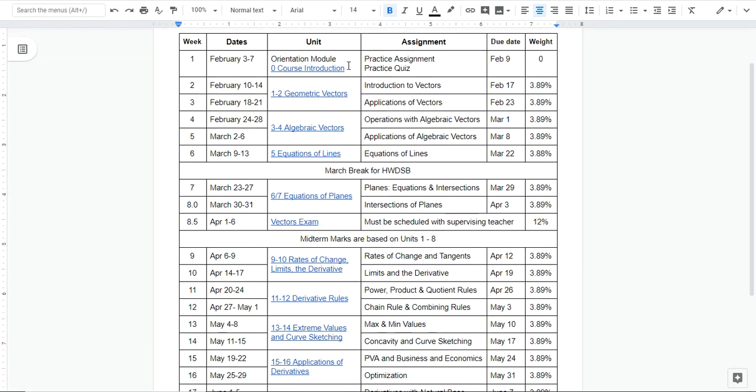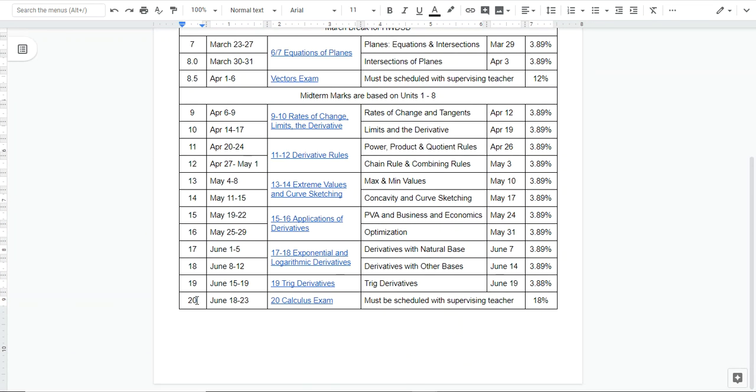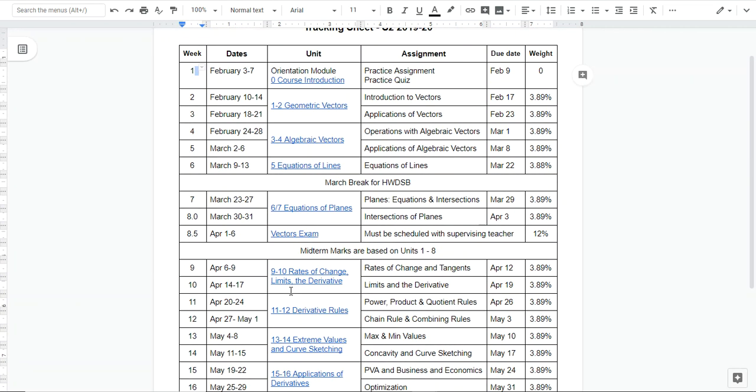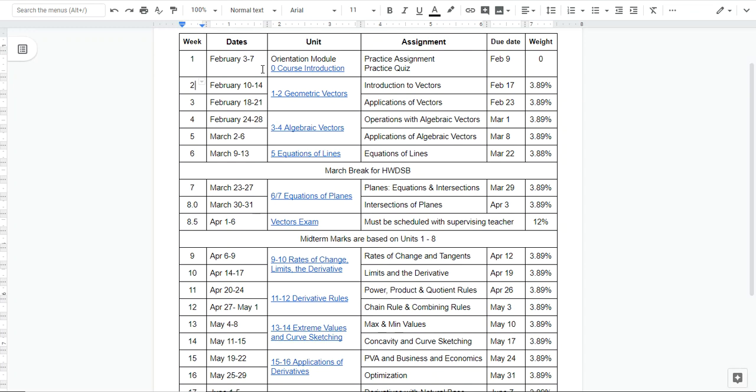So what you can see is a list of all of the units that we're going to cover. We're right here right now on course introduction. We move into geometric vectors, which is units 1 and 2. Then units 3 and 4 are on algebraic vectors, then equations of lines, and so on and so on. On the left hand column you can see the week we should be working on each of these things. There are basically 20 weeks in the course, up to and including the exam time. So you've got 20 weeks to do basically 20 units worth of work.